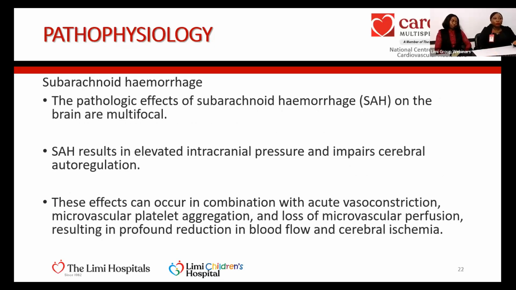And when we talk of subarachnoid hemorrhage, which is also part of, we talked about when there's a bleed, it's either intracerebral or subarachnoid. In subarachnoid, there's a bleed in the subarachnoid area. And this results from elevated intracranial pressure, which impairs cerebral autoregulation, and they come in with elevated blood pressure. This effect can occur in combination with other things like acute vasoconstriction, microvascular platelet aggregation, loss of microvascular perfusion, and all of that reduces blood flow to that region.